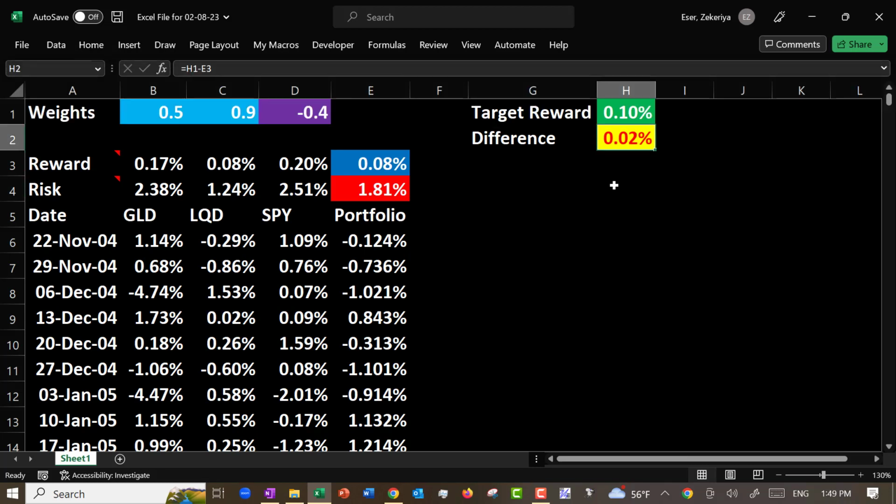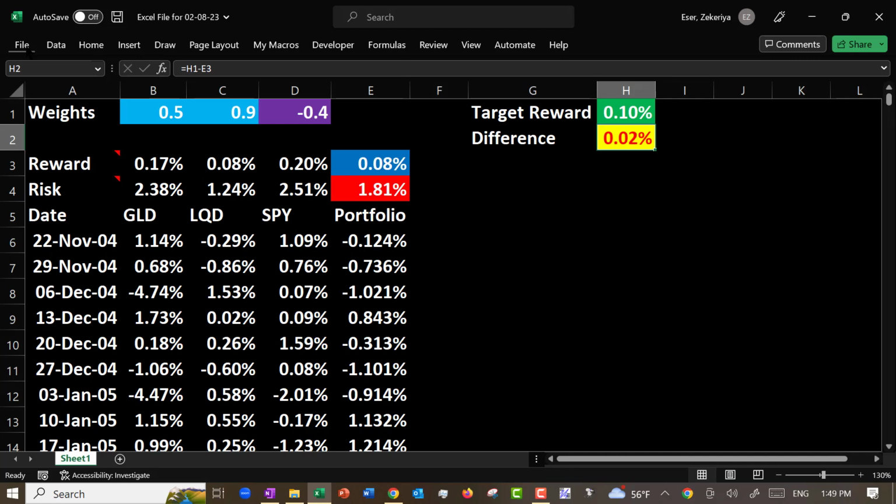Now, for each of the target rewards that I can come up with, I'm going to find the set of portfolio weights that's going to minimize the risk. Okay. For this, you're going to need solvers on your computer. If you've done this before on your computer, you don't have to do it again.